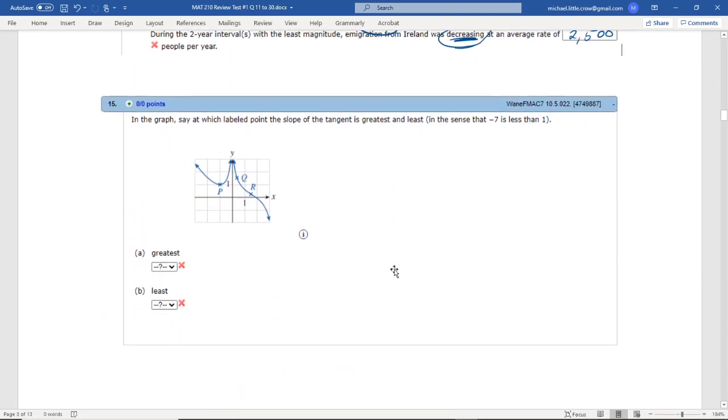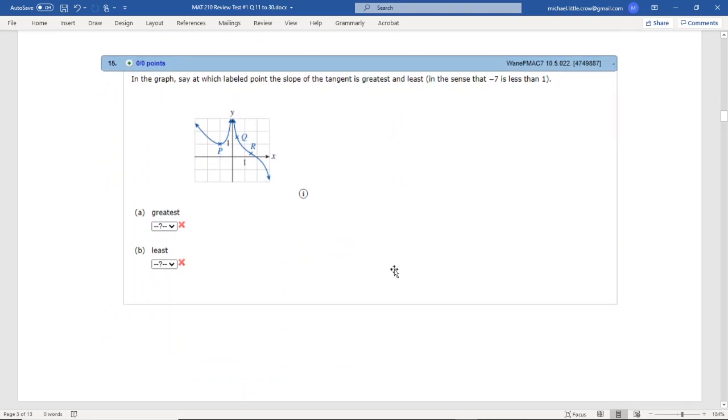Okay, let's keep plugging away. I remember doing this one in class. The graph says, at which labeled points is the slope of the tangent line greatest and least? Since it's at -7, that is less than 1. So again, let's change our pen to red, for variety. Looking to draw tangent lines, the slope of the tangent line here through P would be something like that. So a slope of about 0, probably exactly 0.